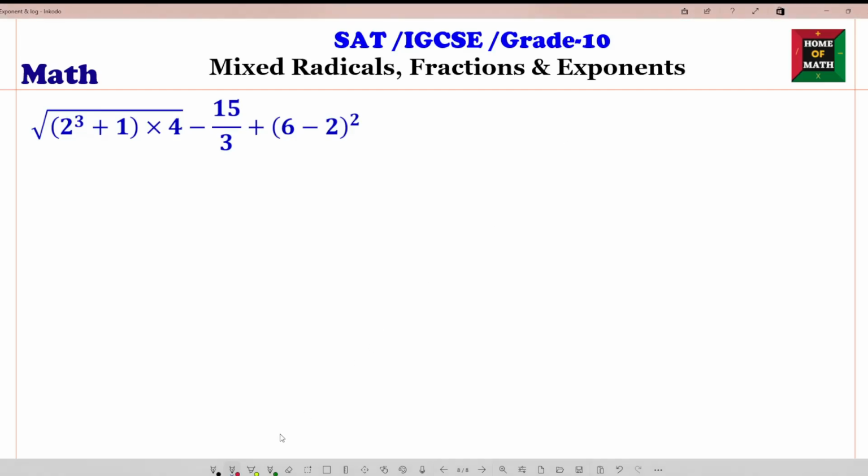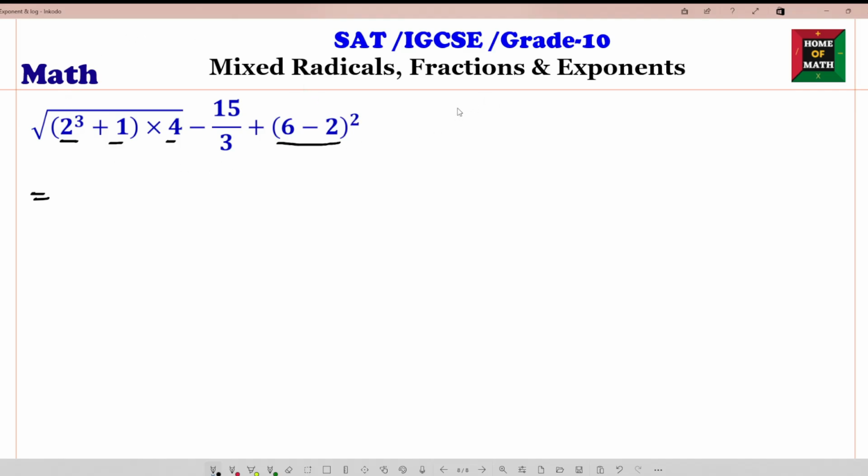Mixed radicals, fraction and exponent all combined. Now we are going to simplify this math. Let's start. Root over (2 cube plus 1) times 4, minus 15 by 3, plus (6 minus 2) whole square.